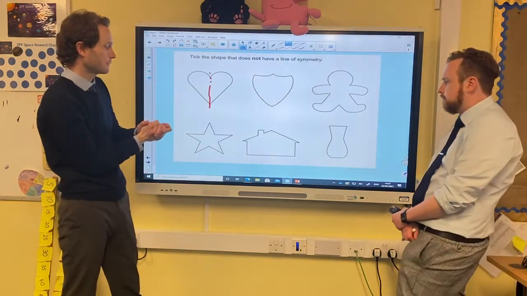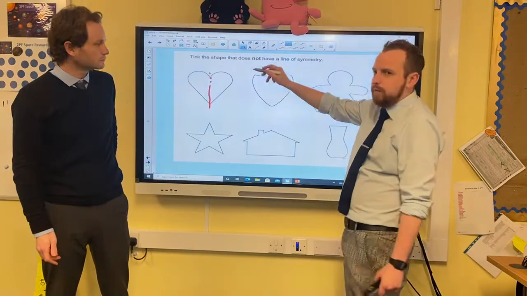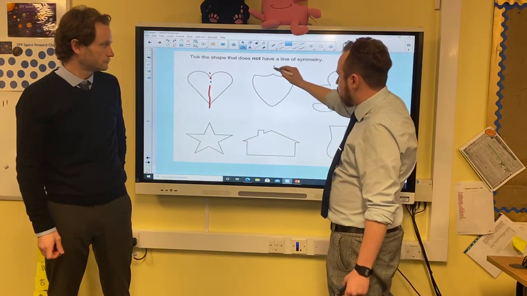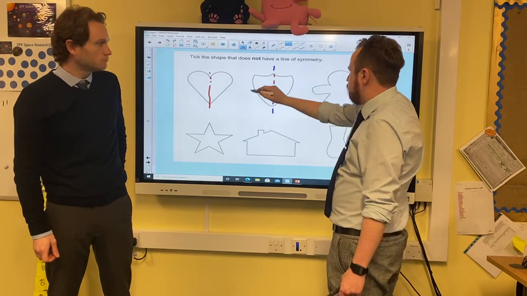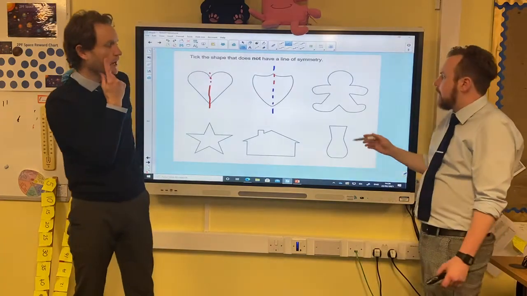Okay, do you want to talk about this one? Same again, I think. So this is kind of a shield shape, isn't it? But this side is a reflection of that side. They're mirror images. So I could go like that. Not horizontally, but it has got a line of symmetry. It's the same on both sides.